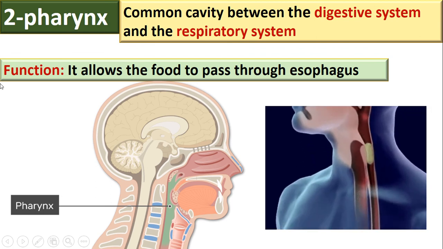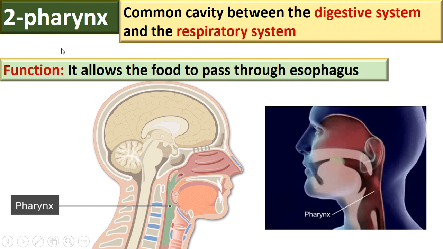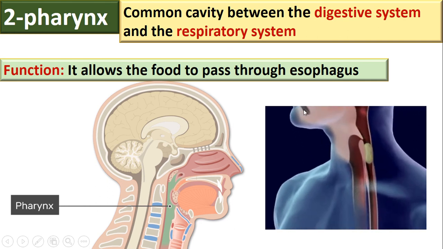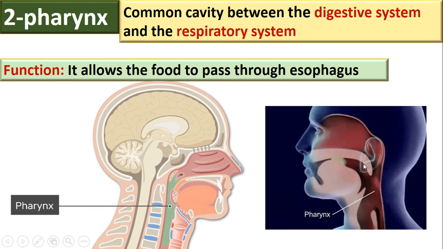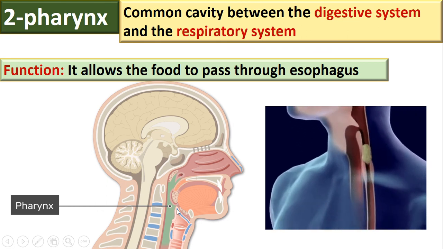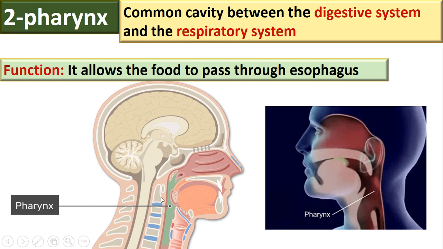So now, what is the function of the pharynx? It allows the food to pass from the mouth to the esophagus. Again, the pharynx lets the food pass from the mouth to the esophagus, and it is a common cavity or common hole between the digestive system and the respiratory system.